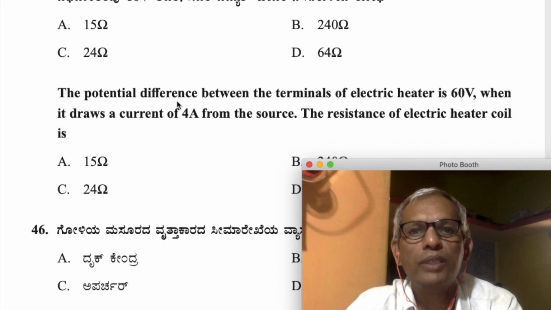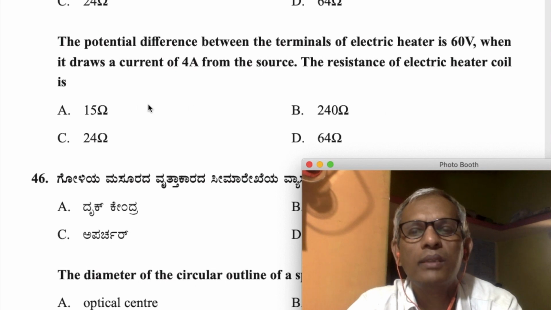The potential difference between the terminals of the electric heater is 60 volt. So there is a potential difference across the terminals of the electric heater. The electric heater is connected across a potential difference of 60 volt. So 60 volt of voltage is provided to the heater, and it draws a current of 4 ampere from the source. The 60 volt source is there, and from it the heater is drawing 4 amperes of current. The resistance of the electric heater coil is.